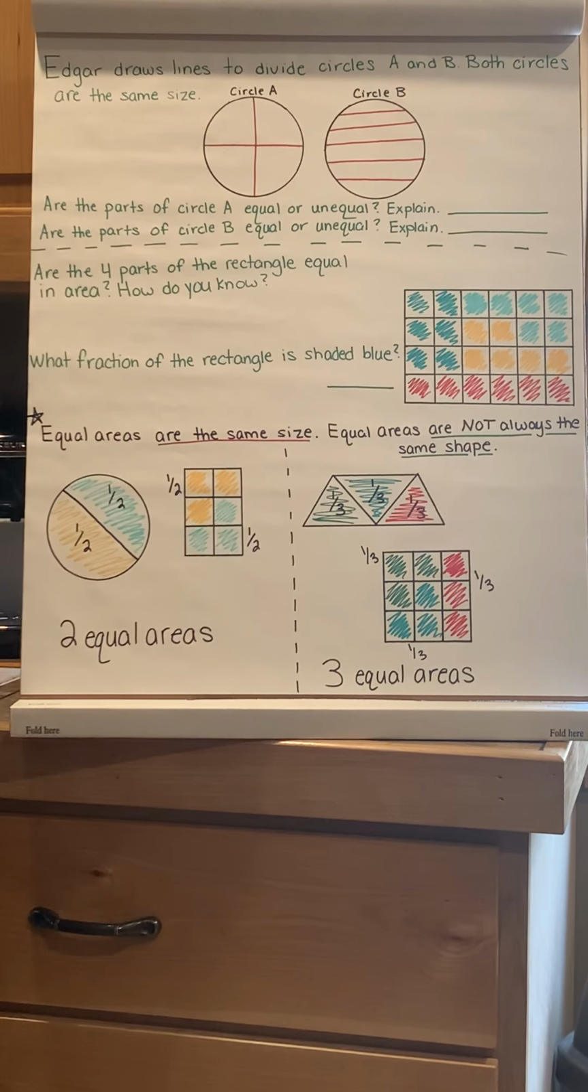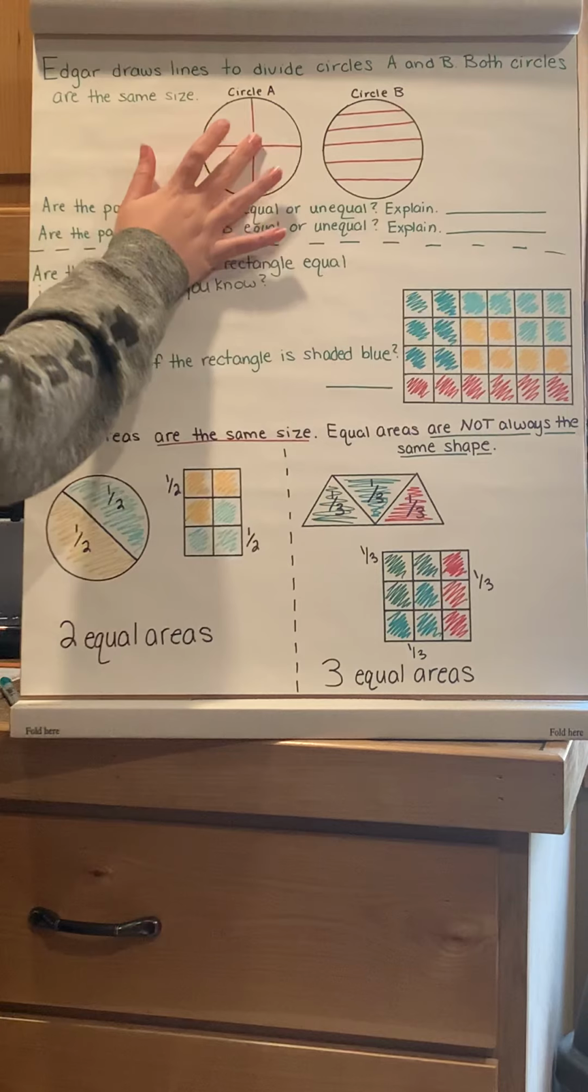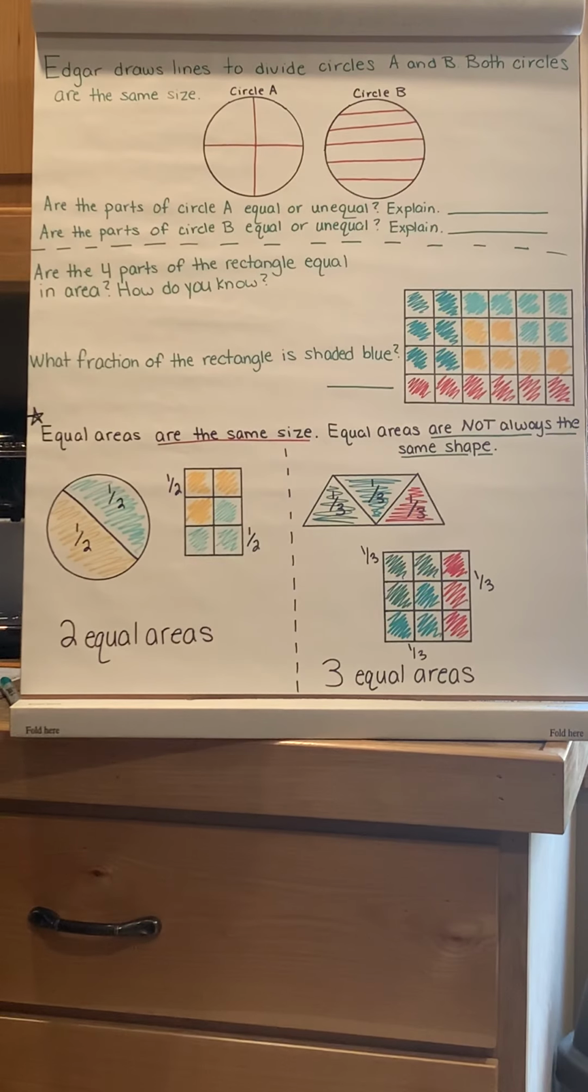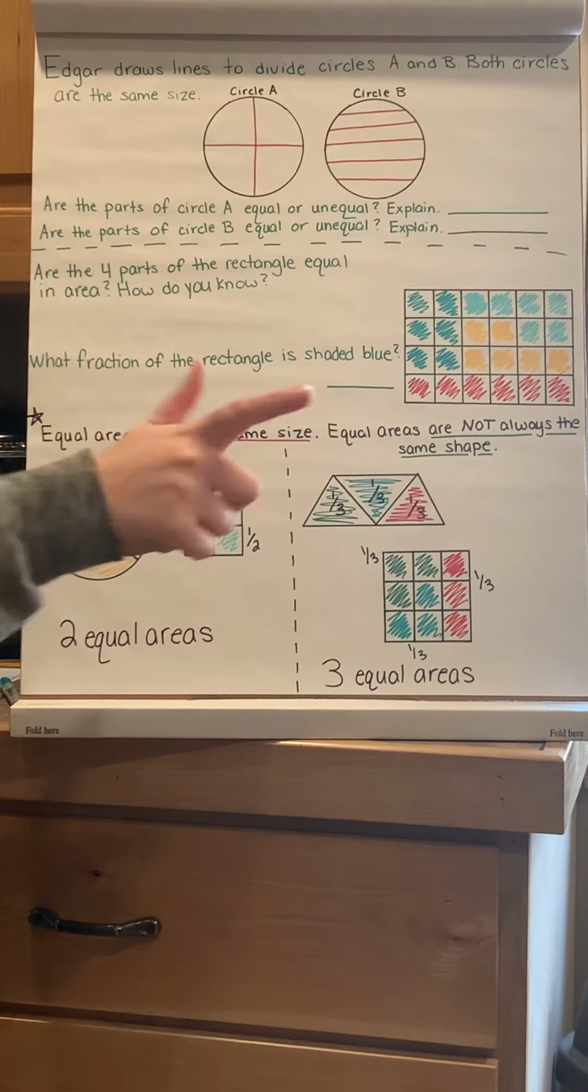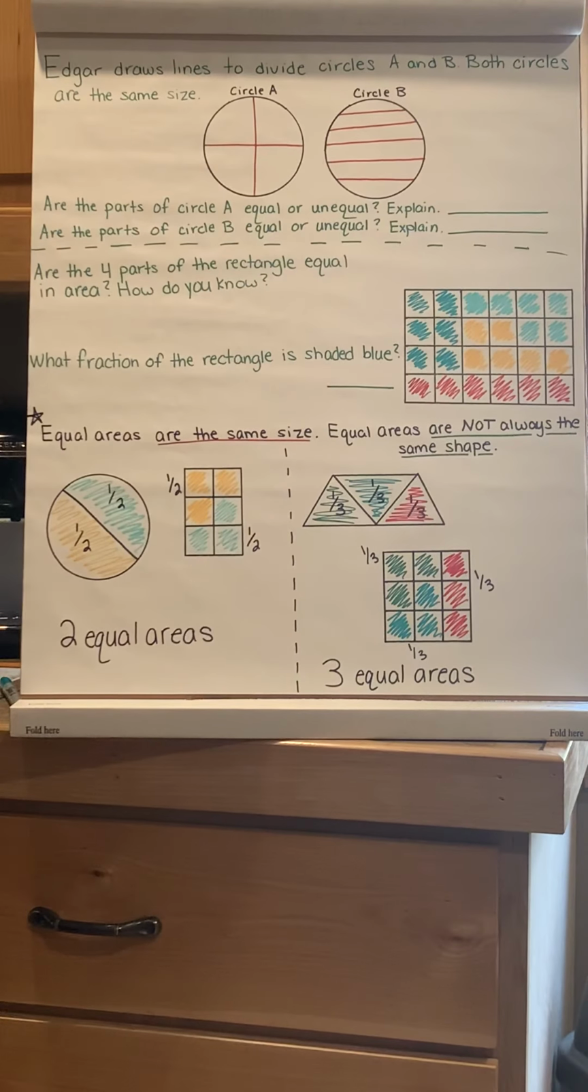Now, we're going to look at some circles. Edgar draws lines to divide circles A and B. Both circles are the same size. So both circles, same shape, same size, but they're split differently.